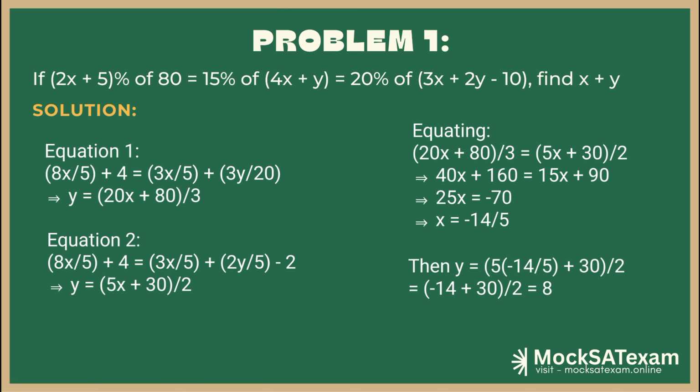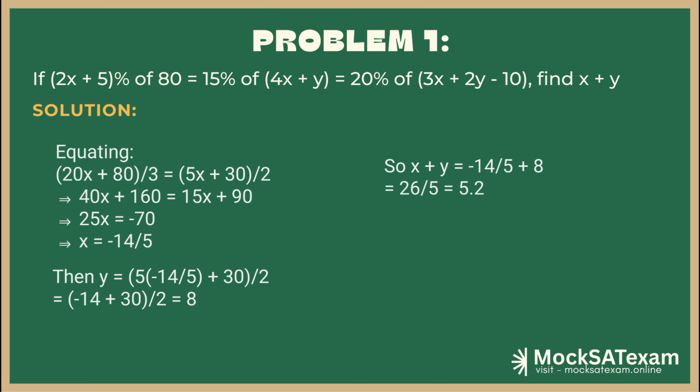y equals (5 multiplied by negative 14 over 5 plus 30), all divided by 2. That simplifies to (negative 14 plus 30) divided by 2, which equals 8. Finally, x plus y equals negative 14 over 5 plus 8. That is 26 over 5, or 5.2. So the final answer is x plus y equals 5.2.